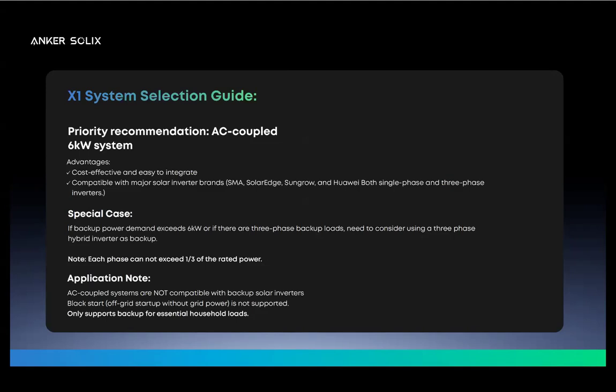Some application notes you need to mention for the AC couple system: we are not compatible with backup solar inverters, so we do not do the frequency PV control. Also, black start is not supported, because after a long time of no use, PV start cannot make sure the system is charged if there is a power outage. So it is really important. We recommend only supporting backup for essential household loads.